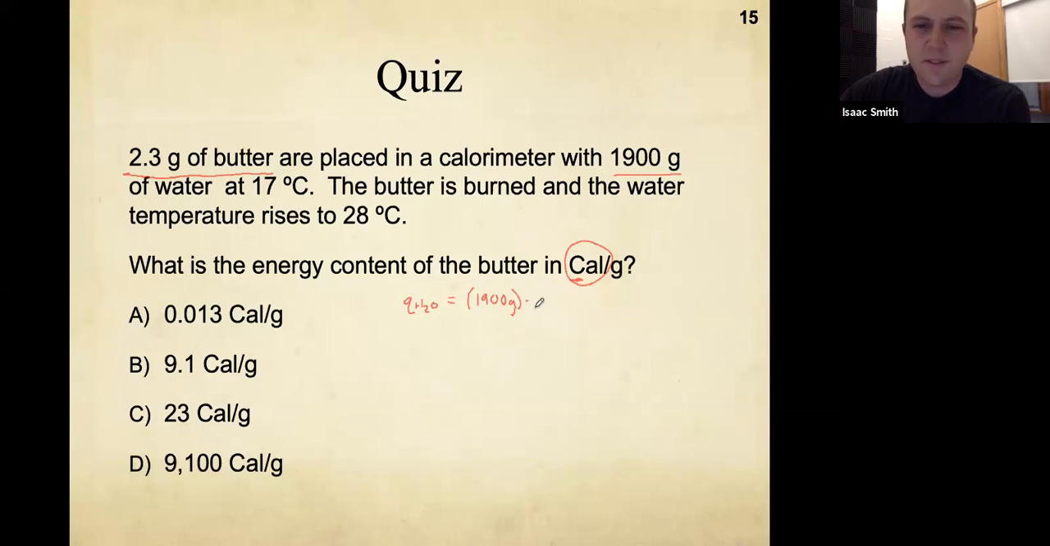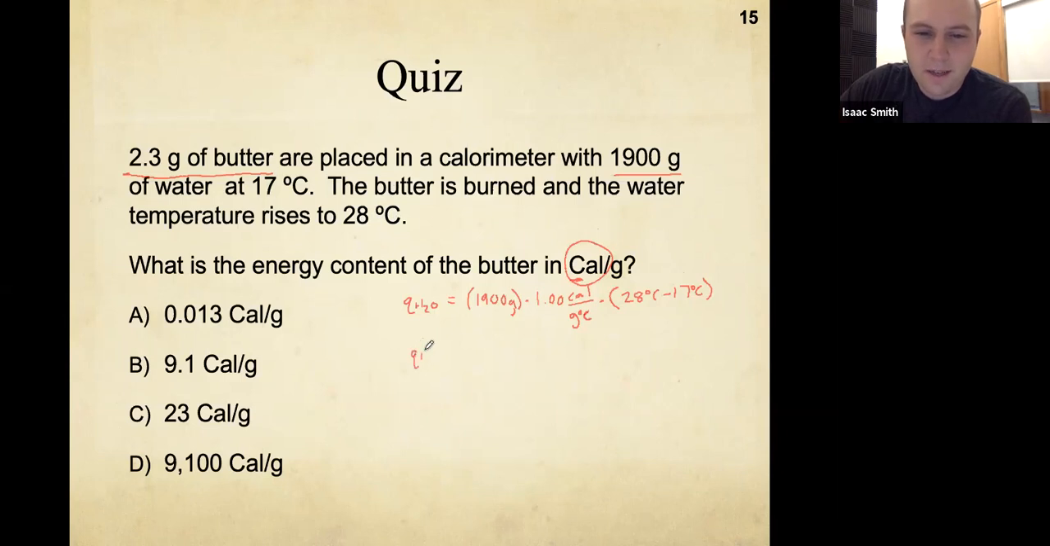Okay, specific heat of water, we know it's 1.00 calories per gram degrees Celsius. Now we just need delta T. The water temperature rises to 28 degrees, and it started at 17 degrees. So our final temperature is 28 degrees Celsius minus 17 degrees Celsius, okay? That's going to be 11 degrees Celsius, right?